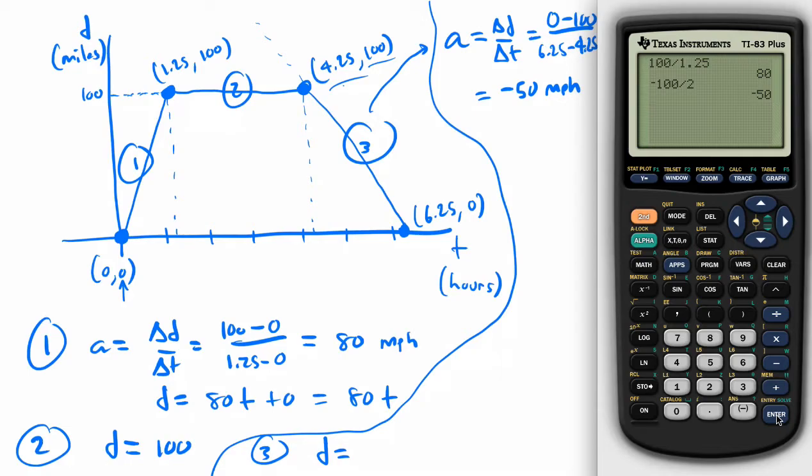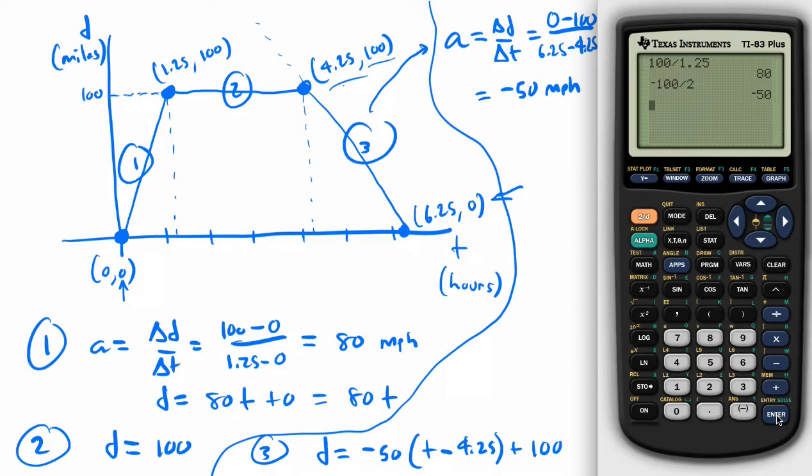So d is equal to the slope, negative 50, times t minus the known input, 4.25, and then plus the output corresponding to that input, plus 100. Now, just in words here, I could have written negative 50 times the quantity t minus 6.25 plus 0. I could have used the second point along with the slope, and algebraically it would be exactly the same thing.